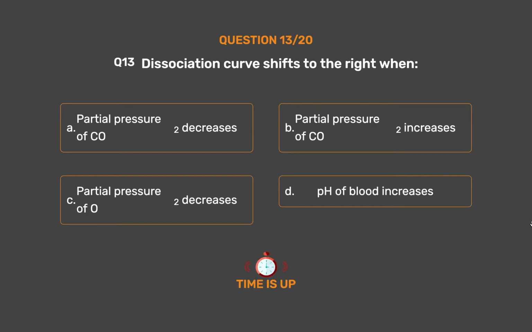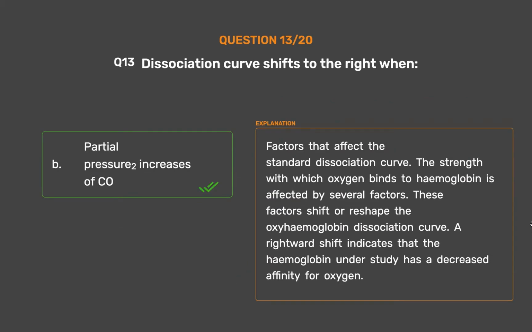The correct answer is option B. Partial pressure of CO2 increases. Factors that affect the standard dissociation curve. The strength with which oxygen binds to hemoglobin is affected by several factors. These factors shift or reshape the oxyhemoglobin dissociation curve. A rightward shift indicates that the hemoglobin under study has a decreased affinity for oxygen.